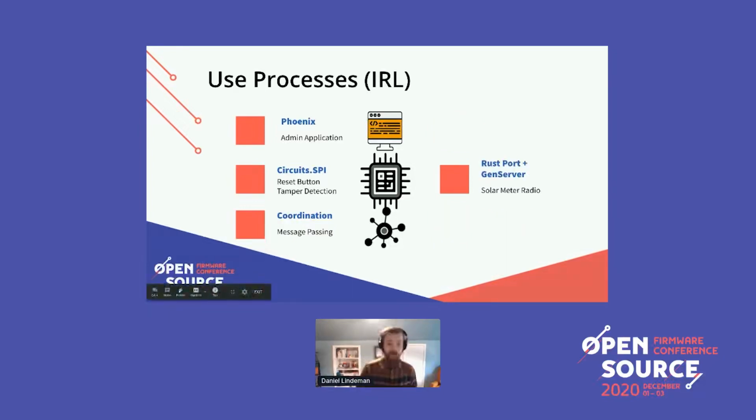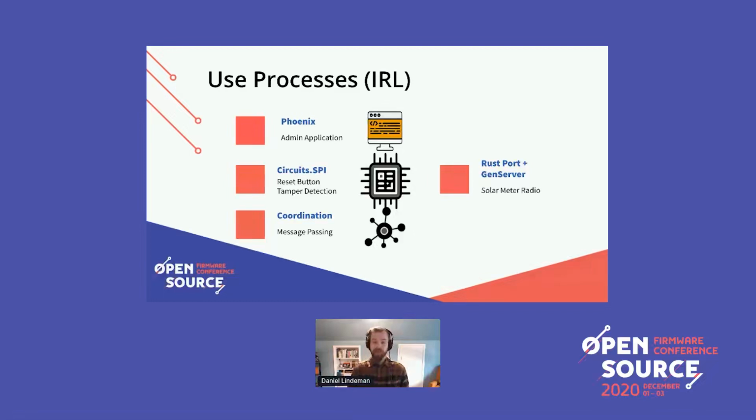So in the Solar microgrid controller, I tell you all of that to tell you this. This is really how we did it in real life. Phoenix was our admin application, so the user could change settings on the device or do a software reset or kind of look at some of the information on the controller at present. We use Circuits GPIO for reset button and tamper detection. So like an actual boop boop, reset the firmware.